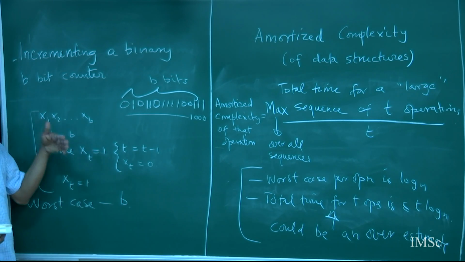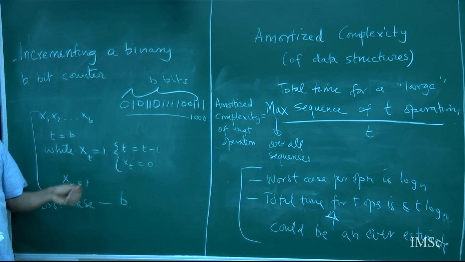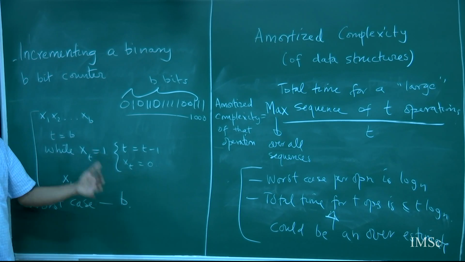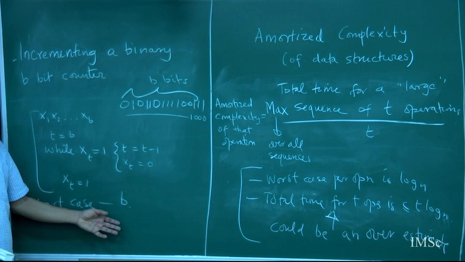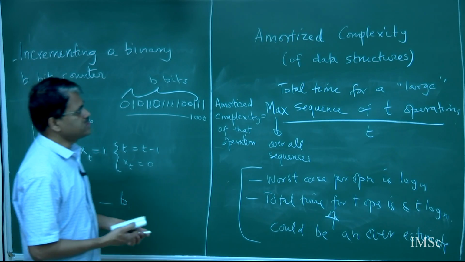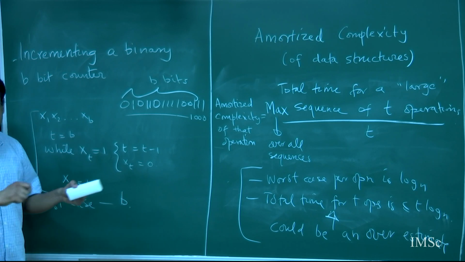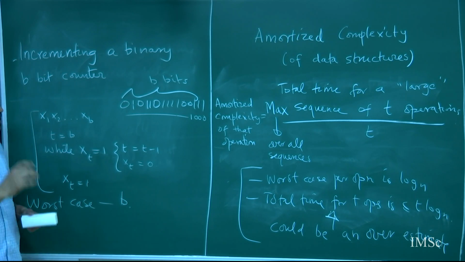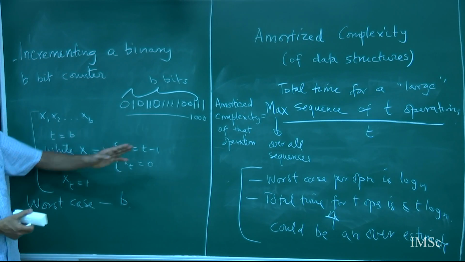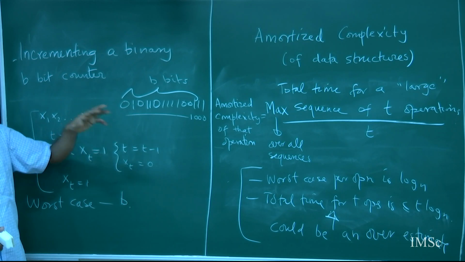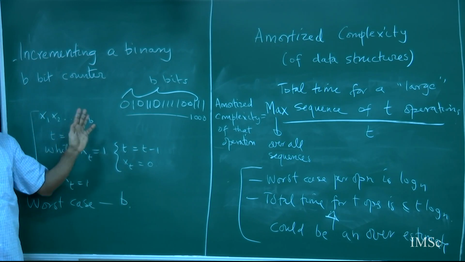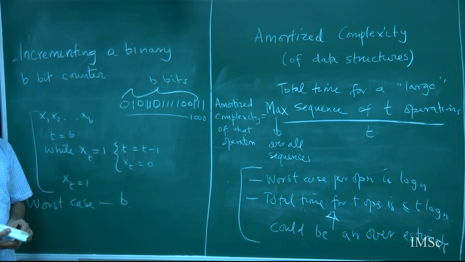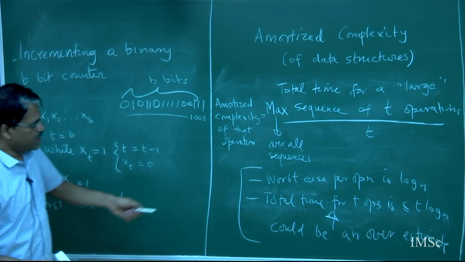Clearly, you don't expect this to take B bits all the time, but maybe it takes B by 2 or B by 10 bits all the time. No, even that doesn't happen is what we want to argue. So the question we want to address is, suppose I start from 0, 0, 0, 0, 0, 0 and do some T increments, where T is smaller than 2 power B, let's say. That means I don't get into all ones and then need one more bit. If I do T increments, what is my total time? That's the claim I want to understand and estimate.